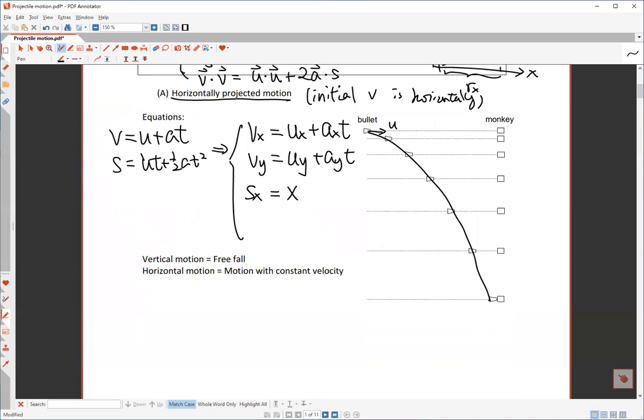Because time is not a vector, okay? Time is a scalar. We don't have a time along the horizontal axis and a time along the vertical axis. Nothing.